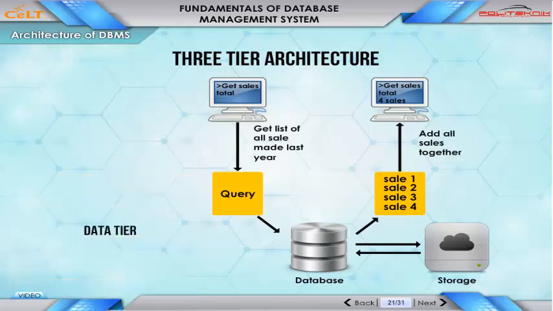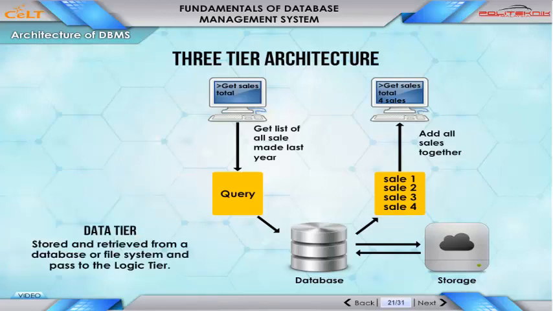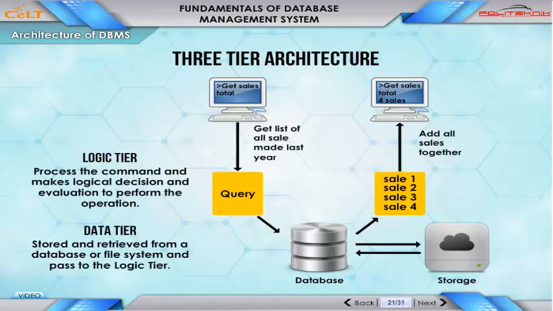The data tier layer is used to store and retrieve from a database or file system and pass to the logic tier. The logic tier layer is used to process the command and make logical decisions and evaluations to perform the operation. It also processes the data between the two surrounding layers, which are presentation and data. The presentation tier layer is used for the application user interface. The main function of this layer is to translate results or the task to the user.